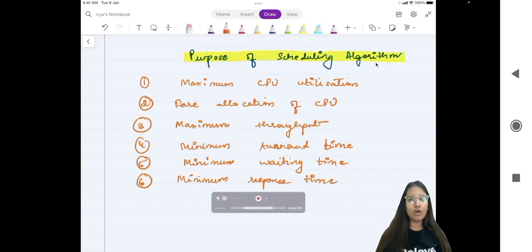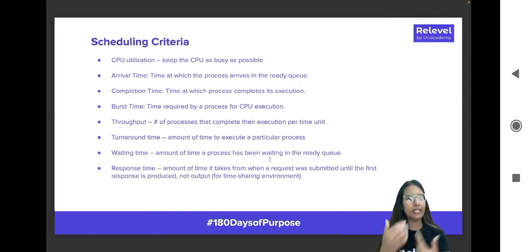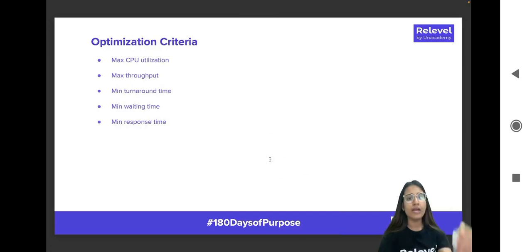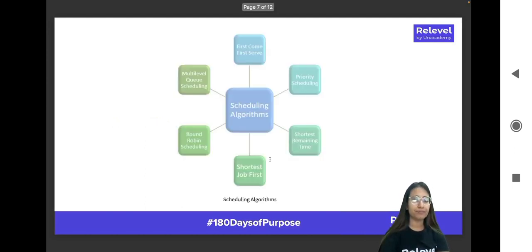Don't worry about all these terminologies. We are going to take a look at all of them in detail through an example in the next video. So it says over here as well, for the optimization criteria, we want maximum CPU utilization, maximum throughput, minimum turnaround time, minimum waiting time, and minimum response time. And with that, these are all the scheduling algorithms which we are going to discuss in our future videos.